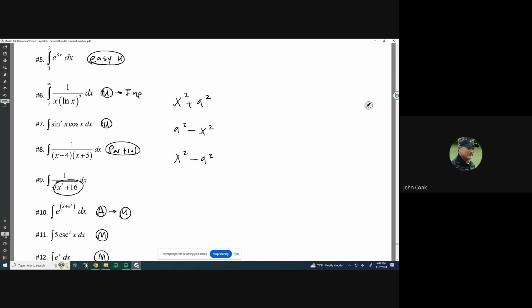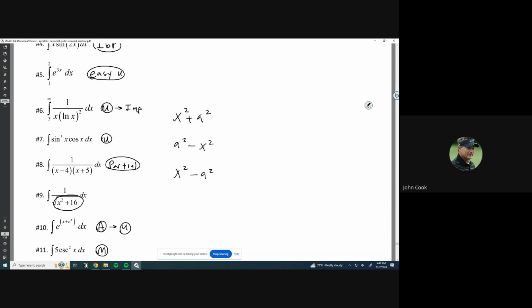When I see x squared plus a squared, I substitute in for my x value a times the tangent of theta. Then I take its derivative, because if I'm working with an integral, I also need to replace the dx for a full substitution. So I end up with something like this.